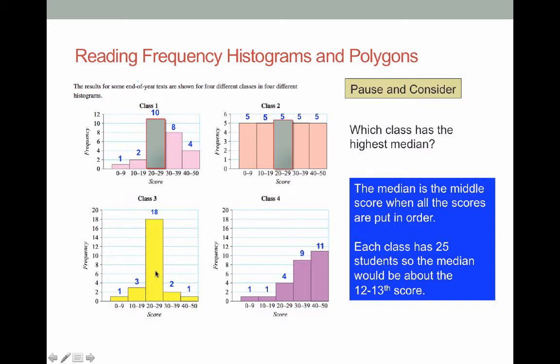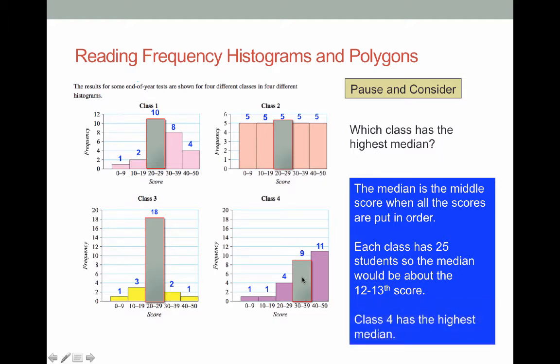Looking at class 3, again we're looking for the 12th or 13th student. Now there's only 4 students so far in the early stages, but when we get to the 3rd group of the 20 to 29, we can see that the 13th student would be here in this column. Finally, looking at class 4, looking for the 13th student, we can see that we have 1 student here, then another, so that's 2, and then 4 more, that's 6, and then if we add another 9, the 13th student will be here, because I know that if I add 9 to 6, I have 15. So the 15th student is here, which means that the 12th and 13th is also here. So the class that has the highest median would be class 4.